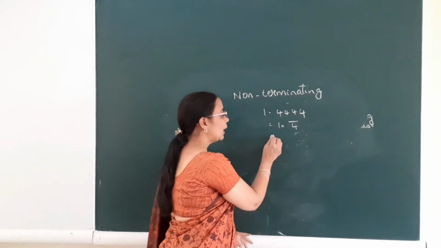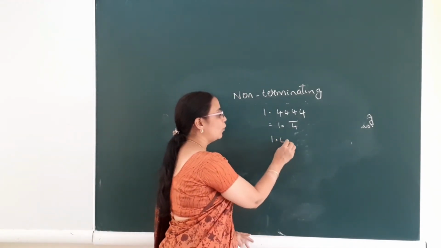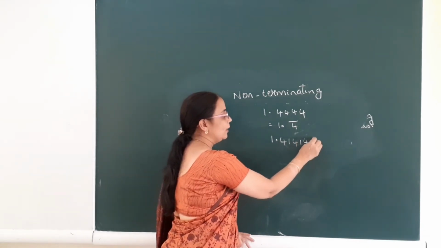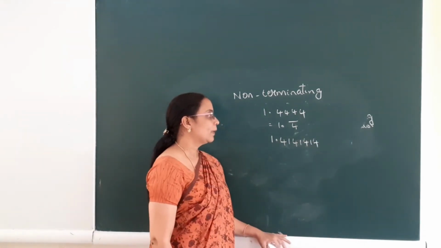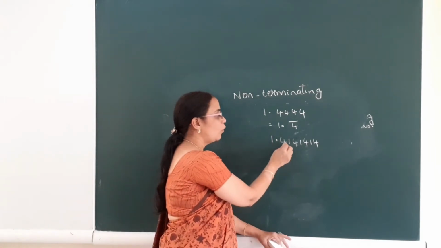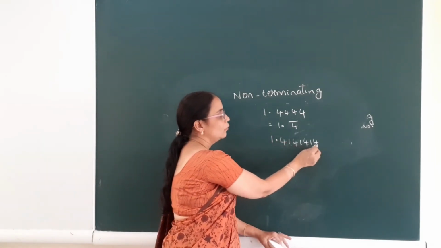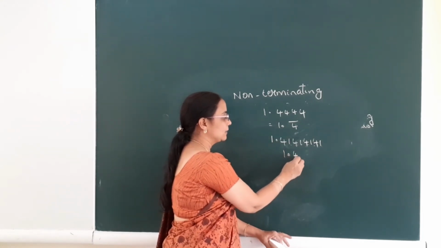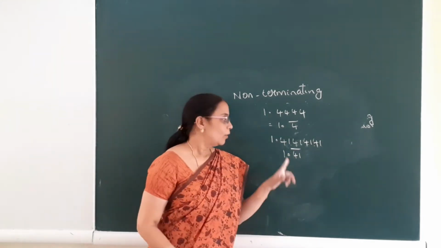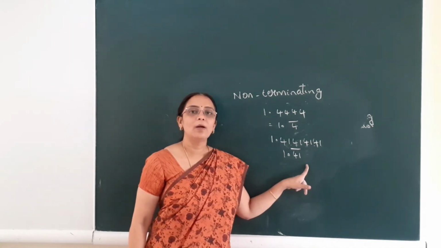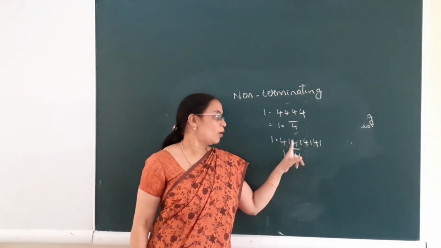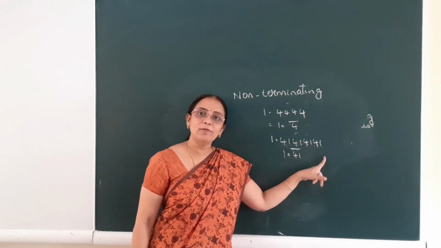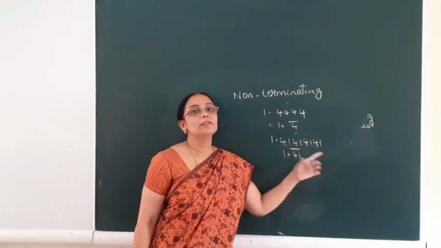If we come across a number like 0.414141, where 41 is repeated again and again, what is happening? If I write it like this, as 0.41 with a bar on top, what does it mean? That 41 is repeated again, then again 41, then again. So this is a recurring decimal.